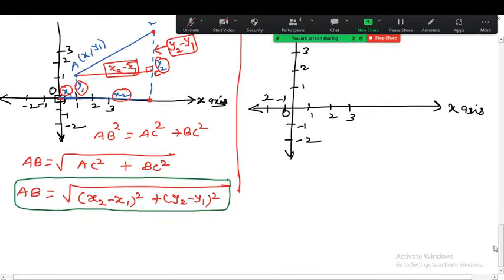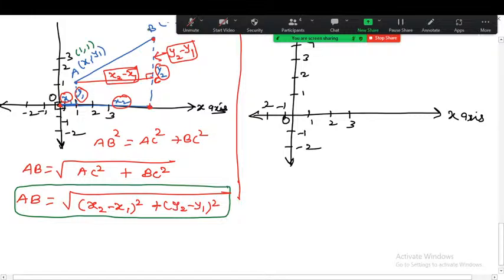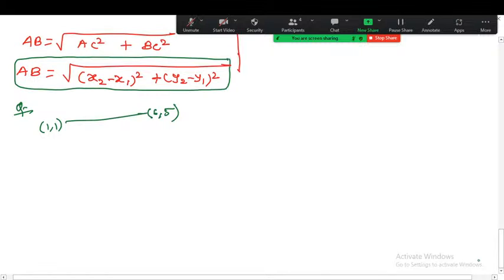And by using this distance formula, we can find the distance so easily. Let's say this point is (1, 1) that you can see here. And let's say the second point is, I'm just telling it, (6, 5), and I want the distance between these two. You will be using the same formula. This question may be asked: distance between (1, 1) and (6, 5). How will you figure out this distance?